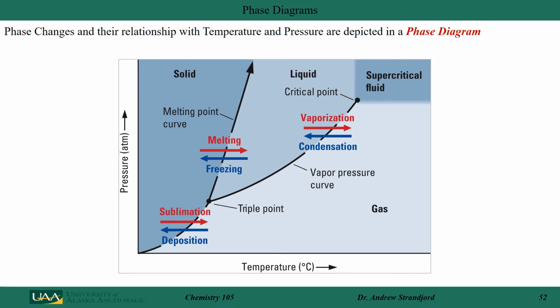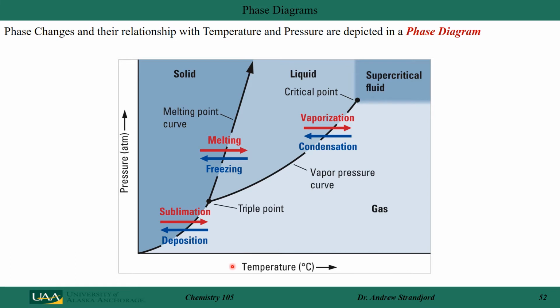If we go into the laboratory and we actually take a substance and we vary the pressure and the temperature, and we measure the temperature and pressure under which a substance undergoes a phase change, we can put all that together and create a phase diagram. So phase changes and the relationship with temperature and pressure are depicted in a phase diagram.